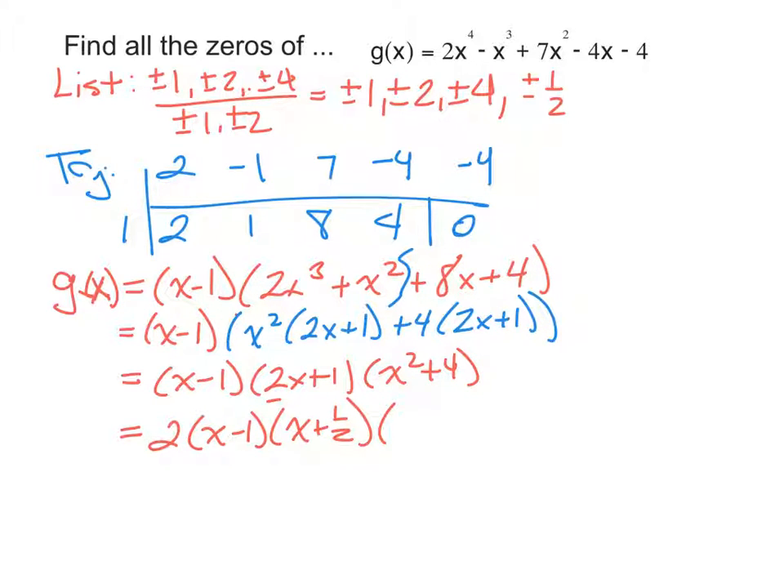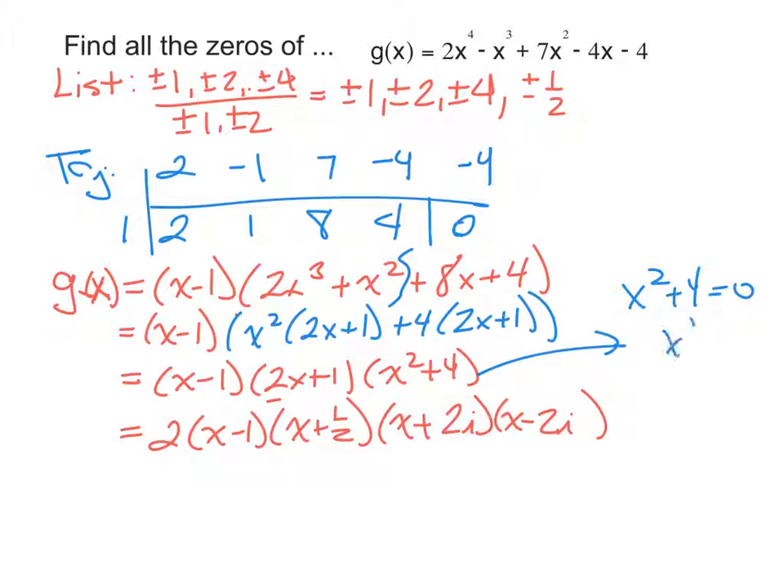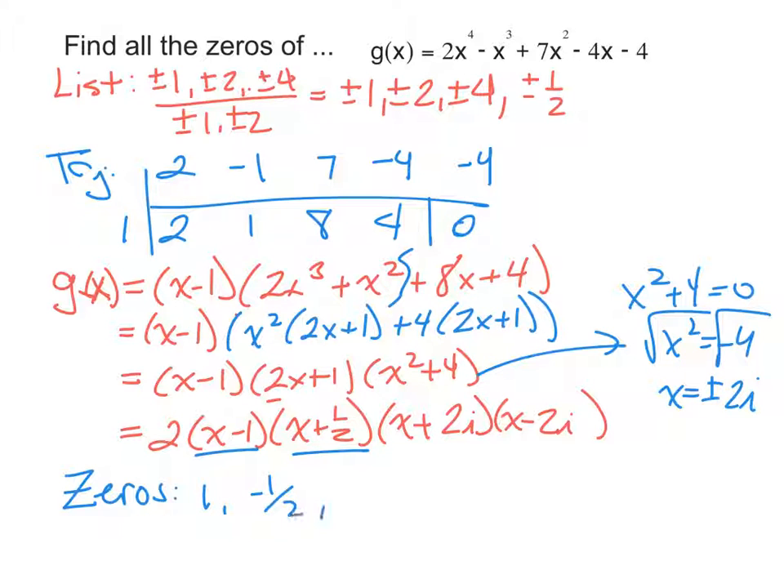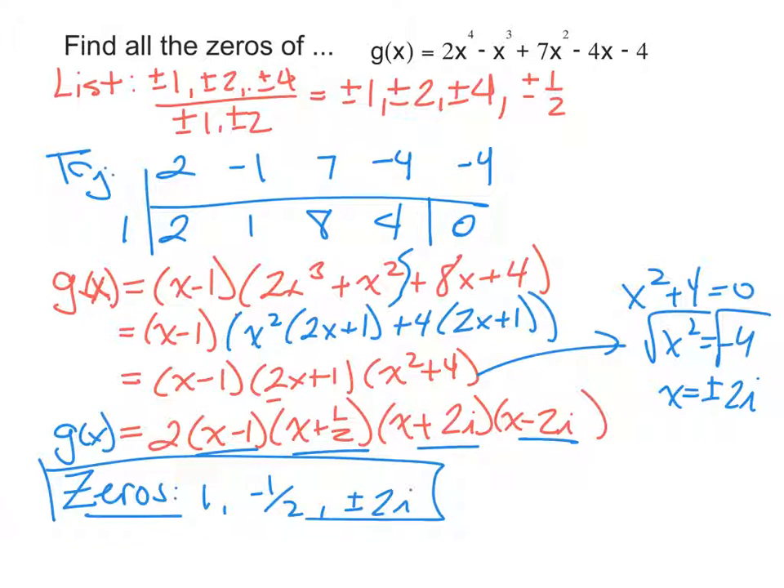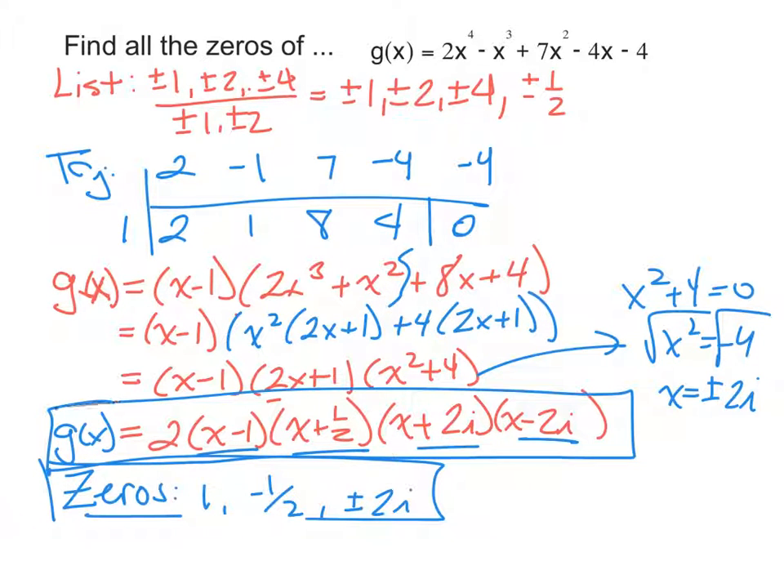And x squared plus 4 factors into the two imaginary factors of x plus 2i and x minus 2i. Remember, that comes from x squared plus 4 having to equal 0. X squared has to be -4. And when we take the square root of that, that's where we get plus or minus 2i. Anyway, now that it's completely factored, we can identify the zeros as being at 1, -1/2, -2i, and positive 2i. So there's all 4 of our zeros, and this line is where g of x is factored completely. And now we're done.